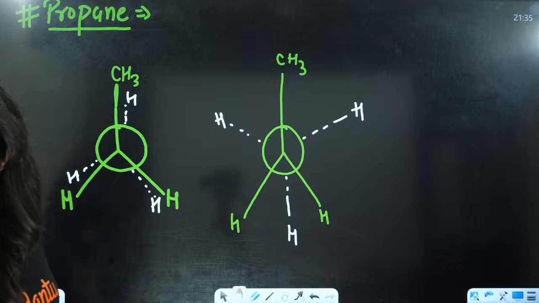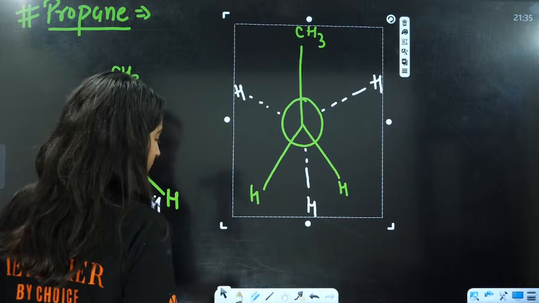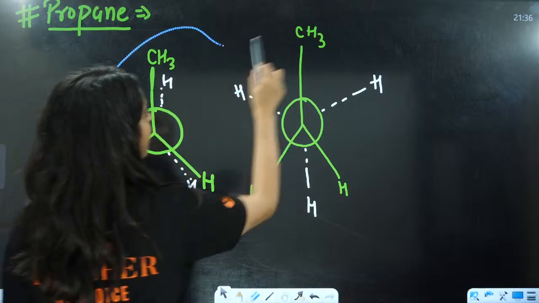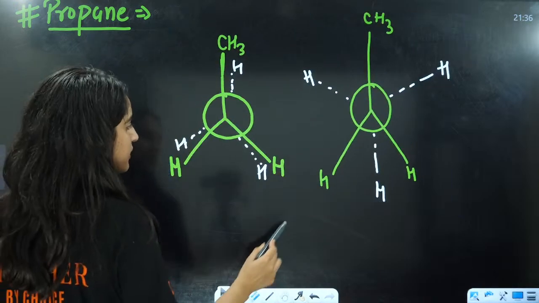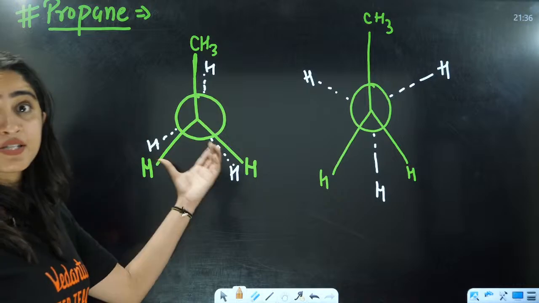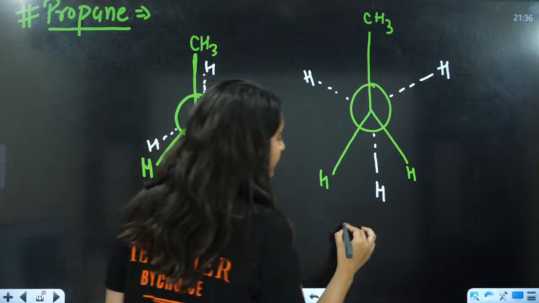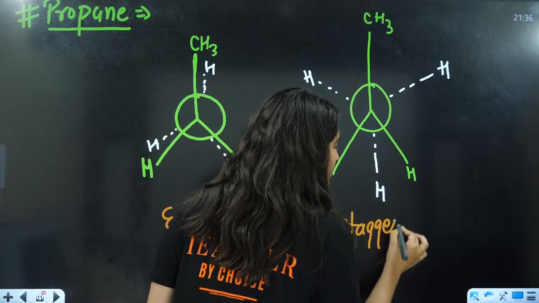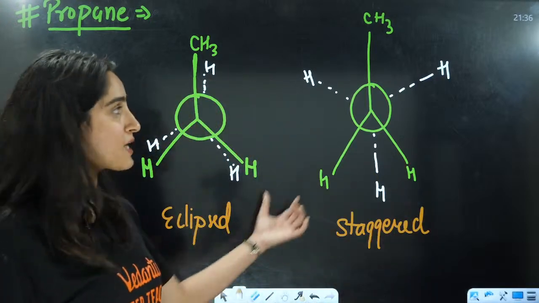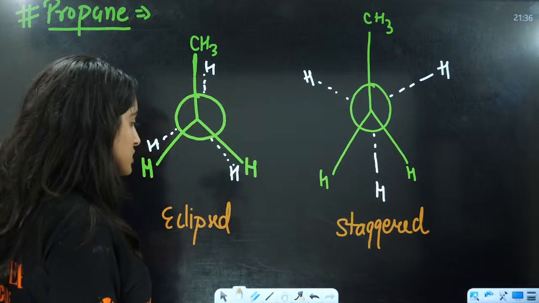Now tell me, what is the name of this structure? I have drawn 2 structures here. What are the names of these 2 structures? Similarly, we have the same structures as we defined before. The structure with 0 degrees is called eclipsed, and this one is called staggered. This is eclipsed and this is staggered.